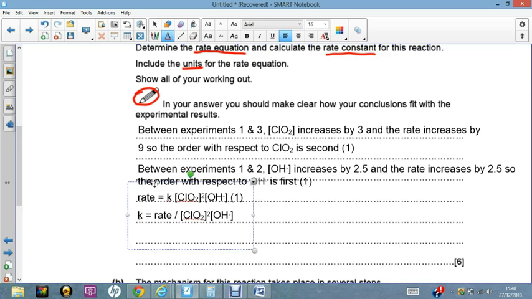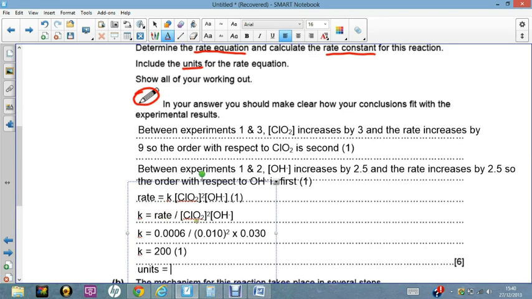Next I'm going to substitute in my numbers, so I'm going to use the numbers from the first row in the table, because that's easy enough to do. And when I put that into my calculator, I should get an answer of 200, which gives me mark number 4. And finally, units.